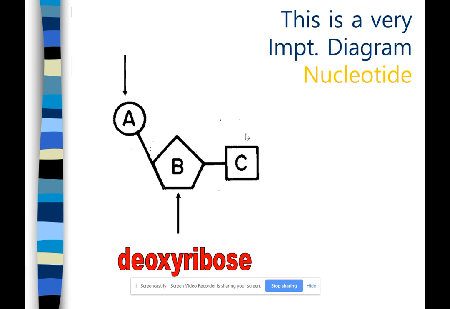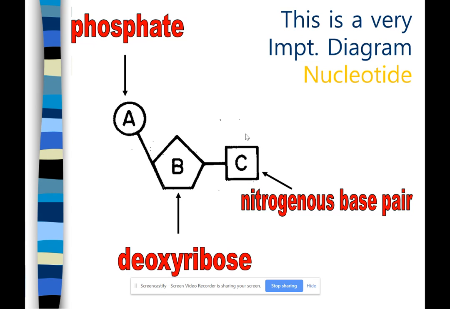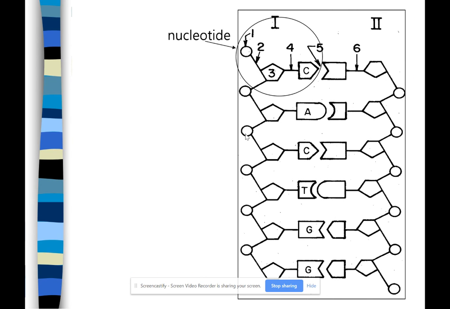So you have your deoxyribose, you have your phosphate group, you've got your nitrogenous base pair. And here it is in a bigger structure. So if we took DNA and we kind of untwisted it, this is what it would look like flat.